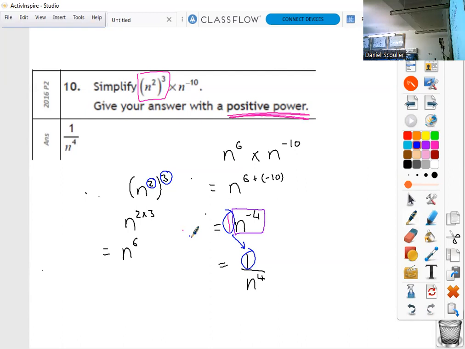Any questions on this? It's just about going through it step by step and not trying to jump to the right answer. So we've got some weird and wonderful things going on there. So, wee question.